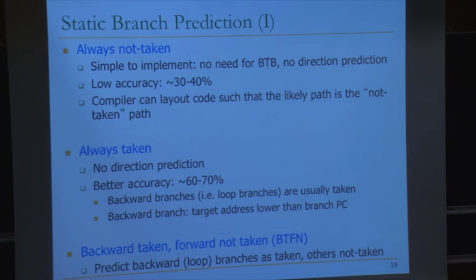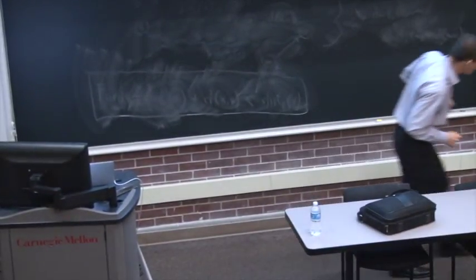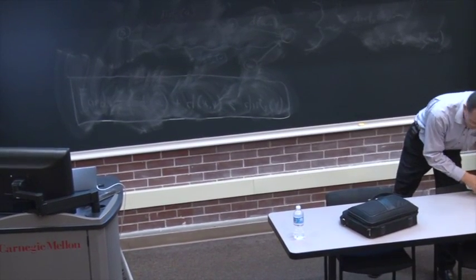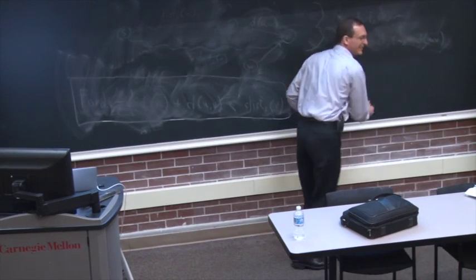Does that make sense? Now, this is a heuristic, right? It's not always the case that forward branches are not taken. A forward branch can be taken, right? You may be jumping to some other places. What is a forward branch? An if-else is a forward branch, for example. Where do I put these things? OK.